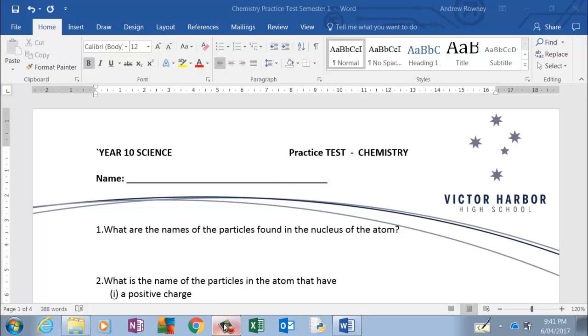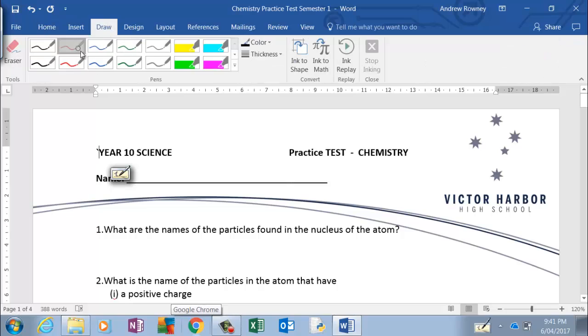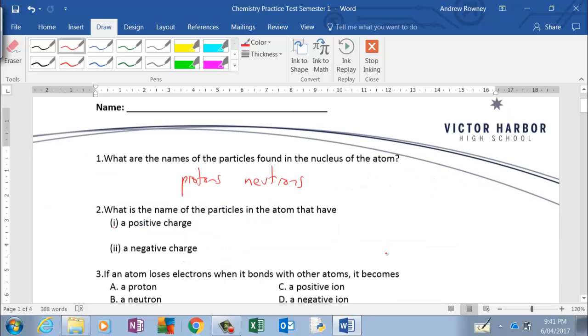Okay, this is the science practice test for chemistry. The names of the particles in the nucleus are protons and neutrons, but it's not electrons. They sit on the outside of the nucleus in shells.